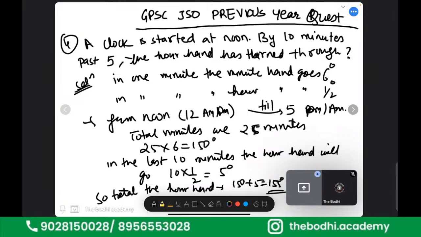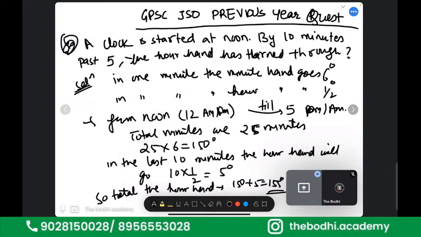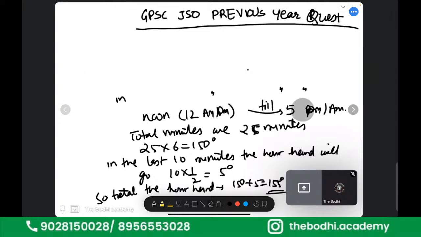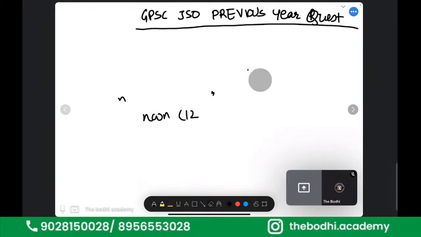Now, next. I'll rub it out. Next is again on your clock. Question number 5, I will see. The question is saying, this is again a previous year question.